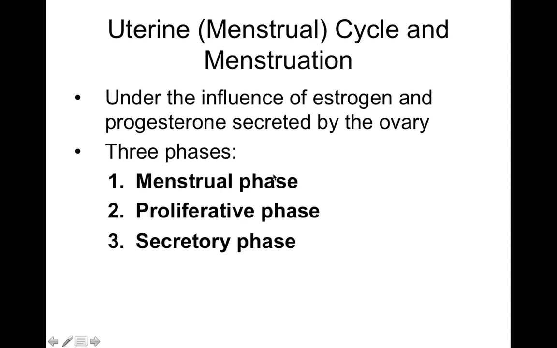Now, the menstrual phase is what we call day 0. So day 0 is the beginning of the whole uterine cycle. And you just got to pick a starting point. It's a circle. It's a cycle. Just like the cardiac cycle, you got to pick a starting point. Well, our starting point here is going to be the menstrual phase.